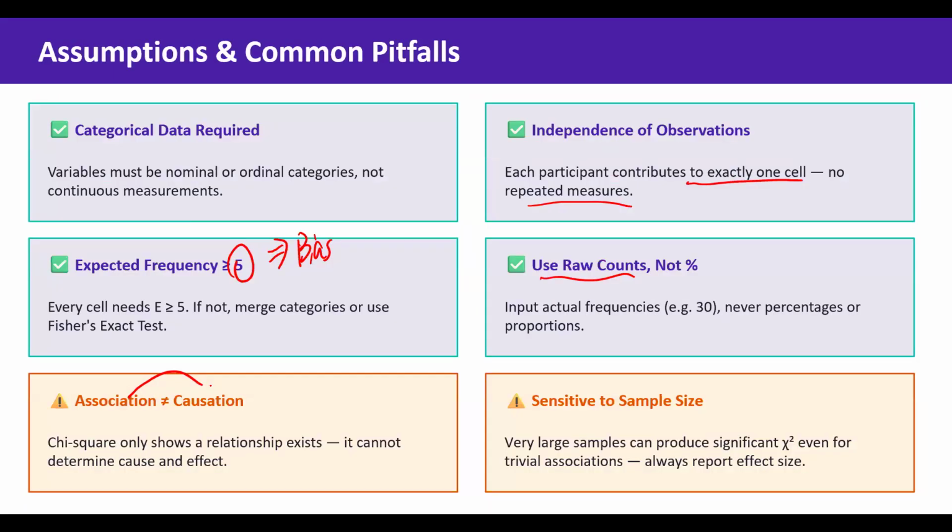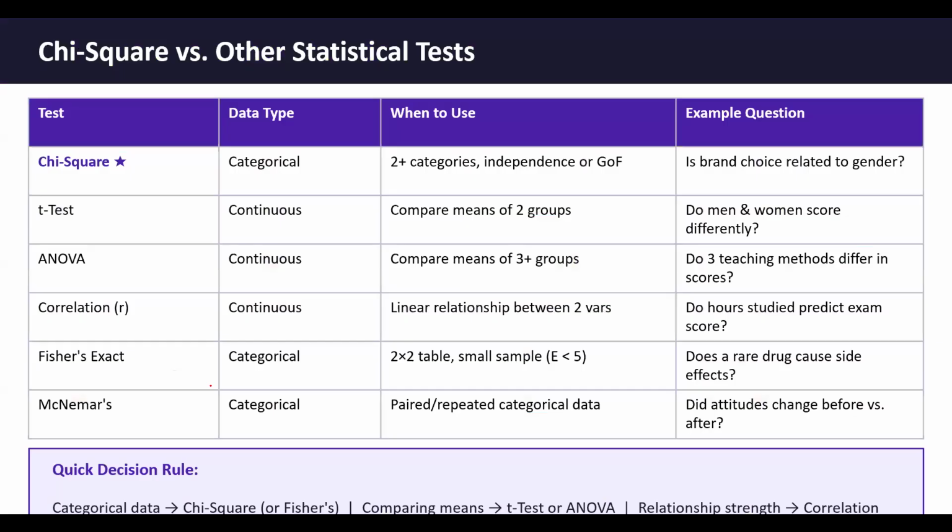And also the test is very sensitive to sample size. A very large sample can produce a significant chi-square even for trivial associations. So in this case, a smaller sample is preferred. A larger sample will inflate the significant chi-square values, so that's why it's not good. So that's basically the common pitfalls to avoid.